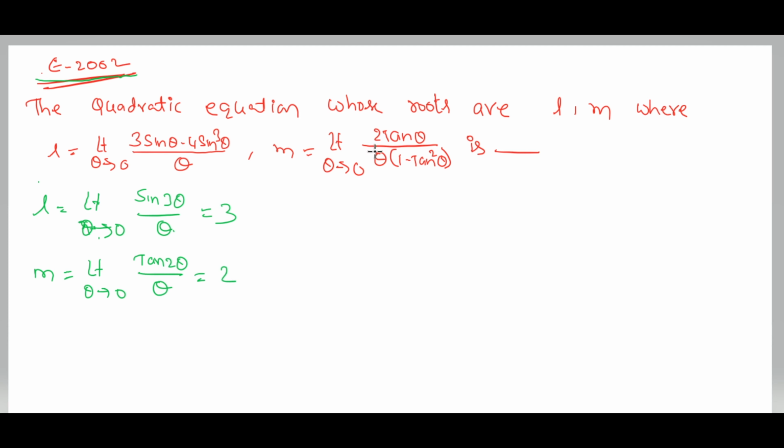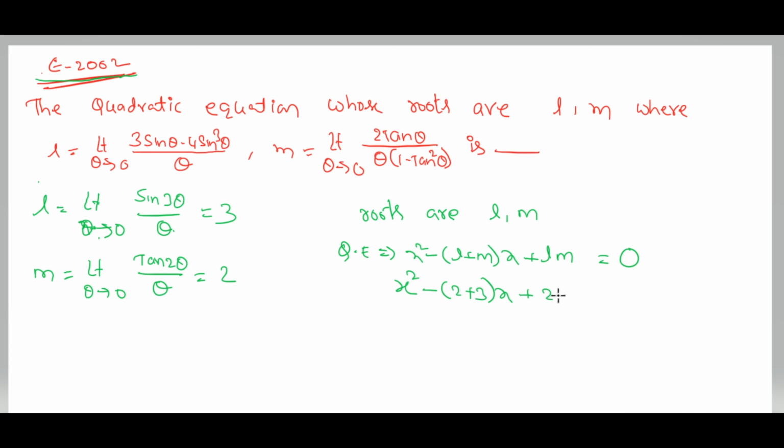Here is the quadratic equation given, the roots are L, M, therefore the quadratic equation is x^2 − (L + M)x + LM = 0, x^2 − (2 + 3)x + 2 into 3 = 0. Here 2 plus 3 is 5, 2 into 3 is 6, that is x^2 − 5x + 6 = 0. This is the quadratic equation.